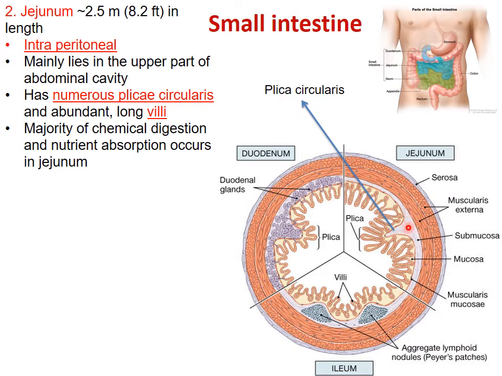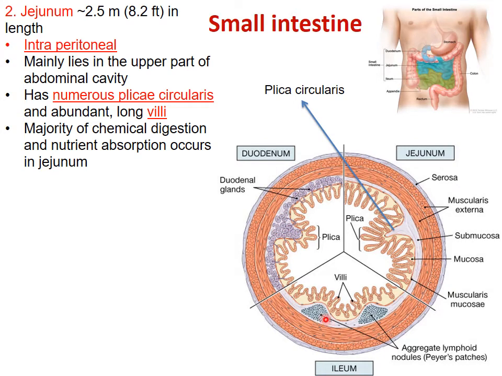In the submucosa, you will not find Brunner's gland, right? The Brunner's gland, the digestive gland, is also not present here in the jejunum. So this is the identification point: if the plica circularis is very prominent without glands, it is the jejunum. If the plica circularis is broad and in the submucosa you will find a lot of glands, that is the duodenum.